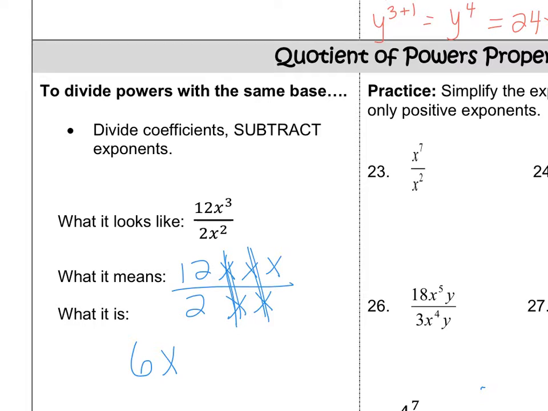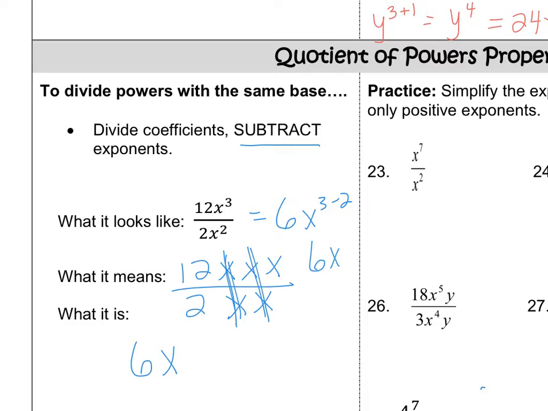But just like with multiplication, it's a lot of writing out of variables if we're going to have to expand them. So the rule is we're going to subtract our exponents. So 12 divided by 2 is still 6, just like normal. And then we have x, 3 minus 2. 3 minus 2 is 1, bringing us back to the 6x.